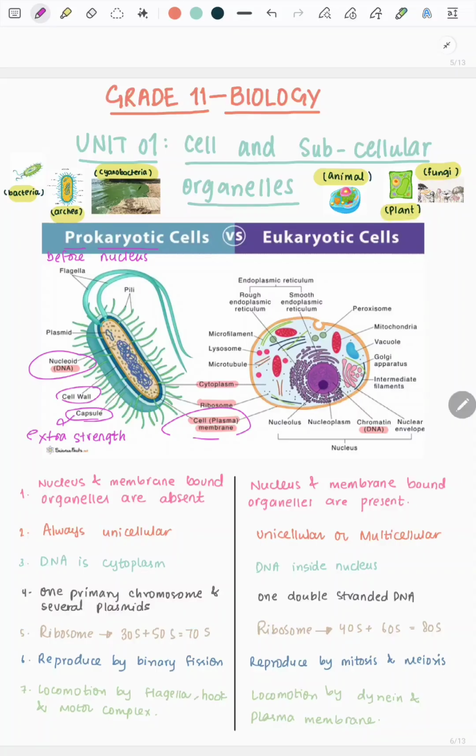Apart from the DNA, they have an extra DNA piece called a plasmid. There can be one plasmid or more than one plasmid. For the sake of movement, the prokaryotic cells have flagella, and for the sake of reproduction, that is, to attach to other bacteria, they have villi.